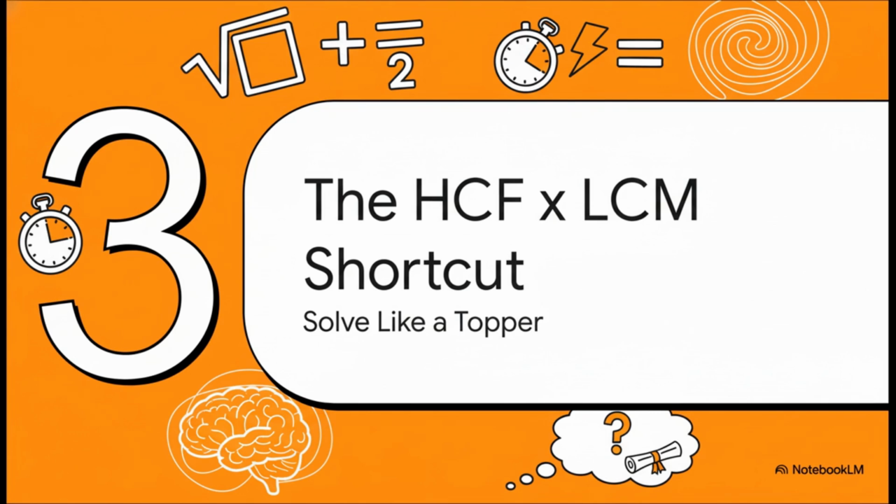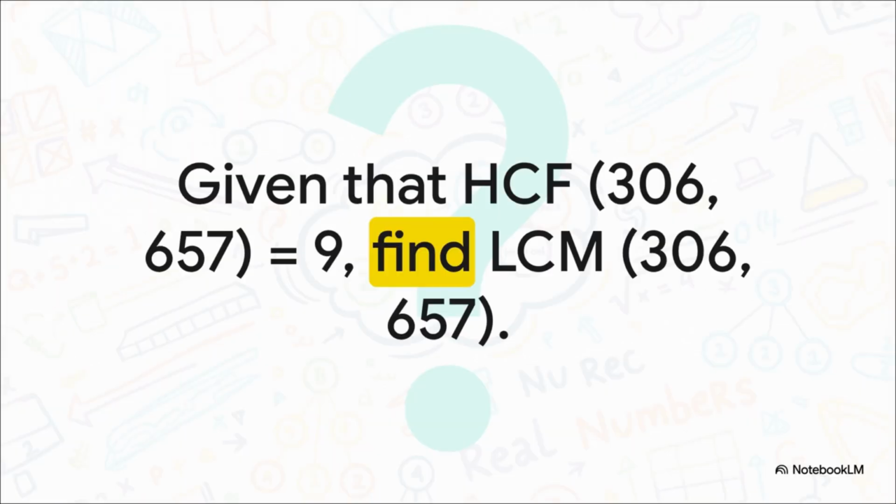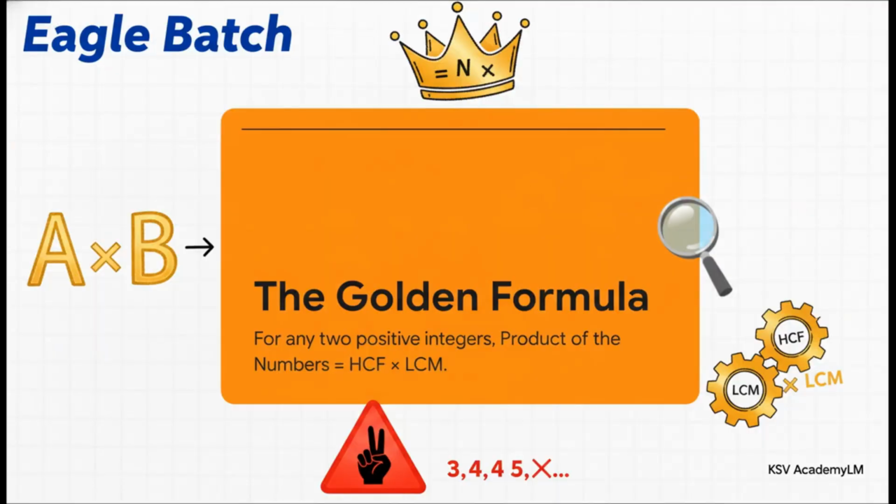Let me show you exactly what I mean with a classic exam-style question. So you see this on a test. They give you two big numbers, 306 and 657. They tell you the HCF is 9, and they want you to find the LCM. Now, you could sit there and do the whole prime factorization method for both numbers, but come on, there has to be a better way, right? Of course there is. And here it is.